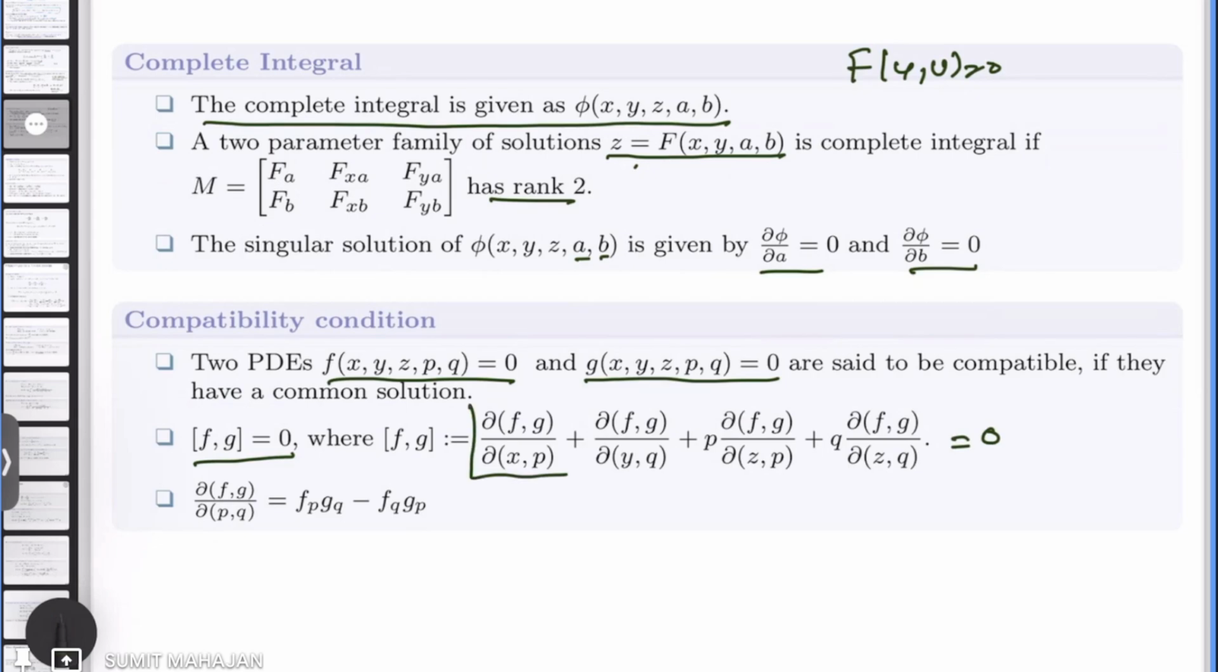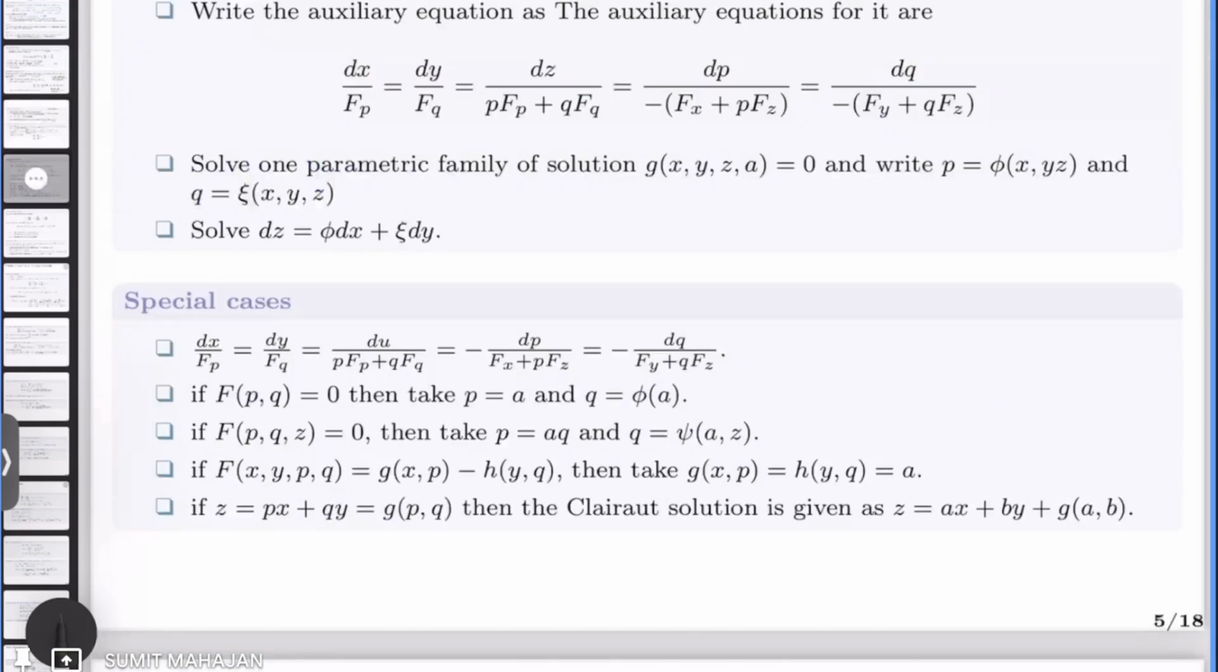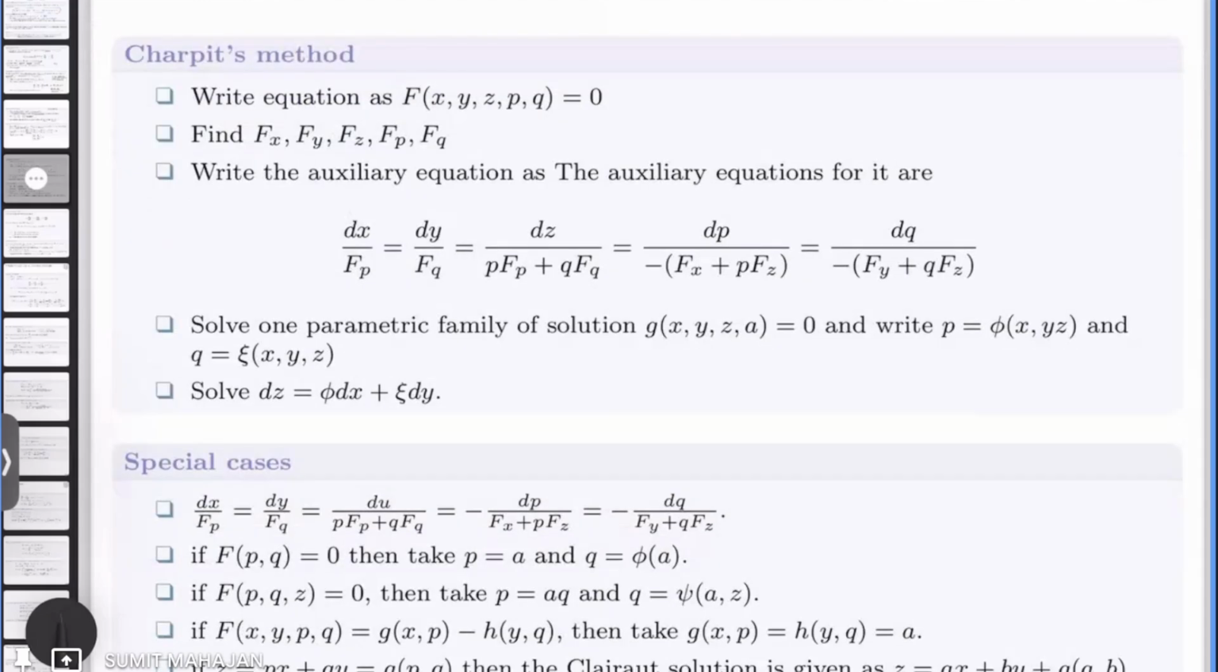What are these terms? These terms del f, g comma del f, p are basically the determinant of f p, g p, f q, g q. So the determinant of this is given. Now, using the compatibility condition, what we are saying is that if we can find a solution g, then f and g will have a common solution. Using this, we can find the solution of a non-linear differential equation.